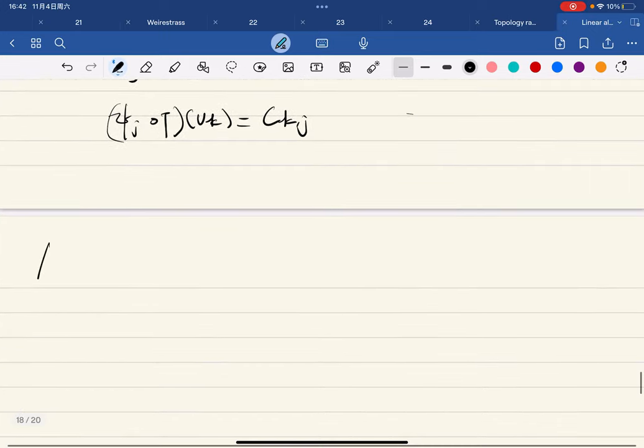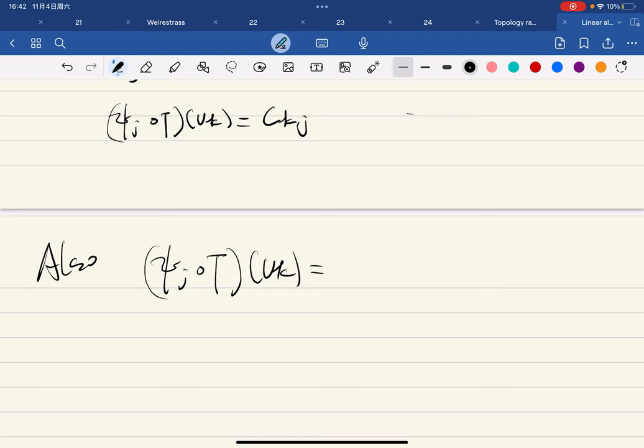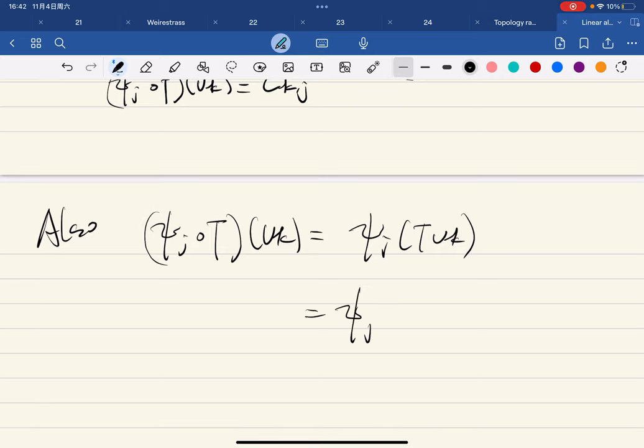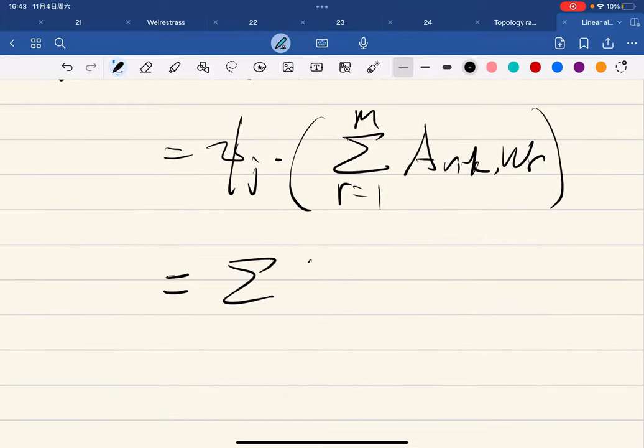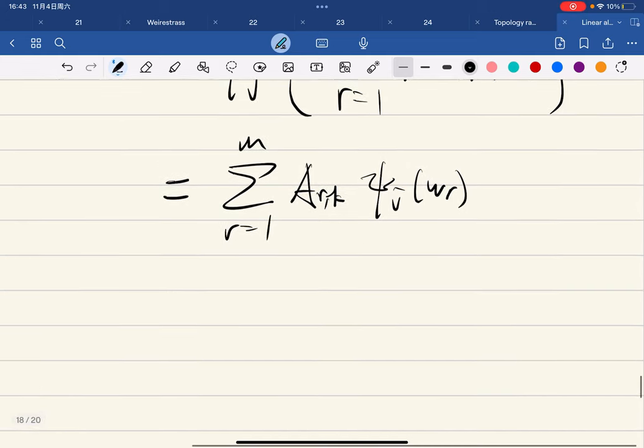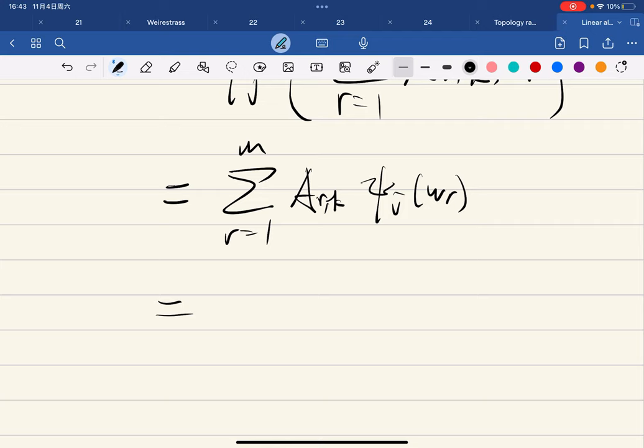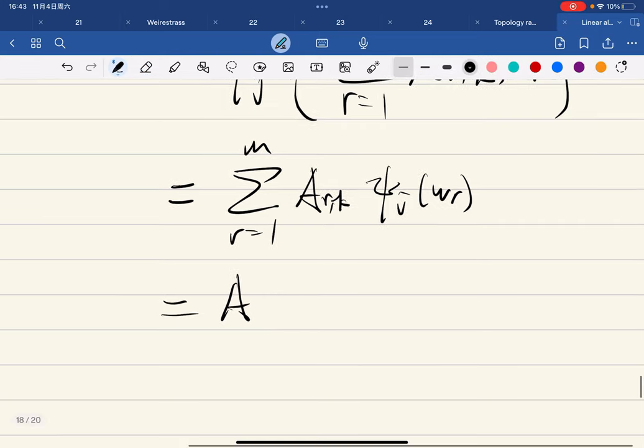Now we also have psi j of t vk is equal to psi j t vk, and now we can express t vk as some a of rk wr. Just basically, we know this, and this is equal to... it vanishes, only at wj it won't vanish. So a of r j. No, JK, sorry. JK.